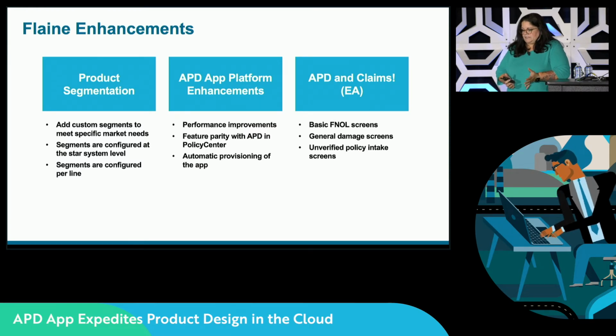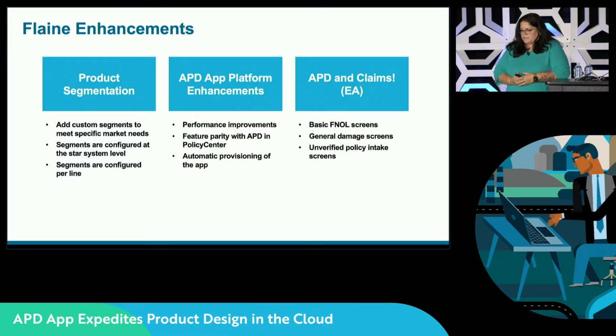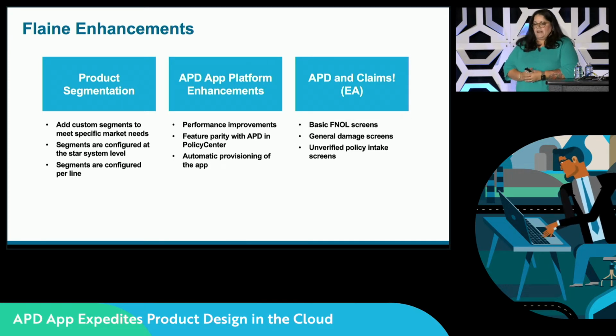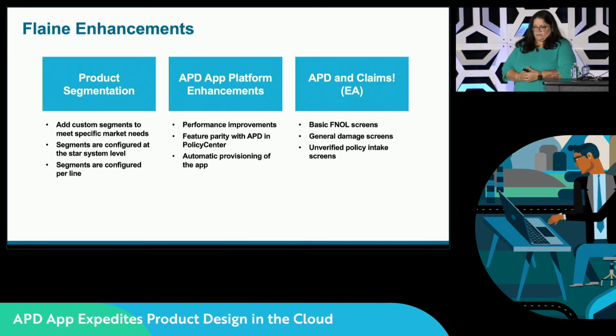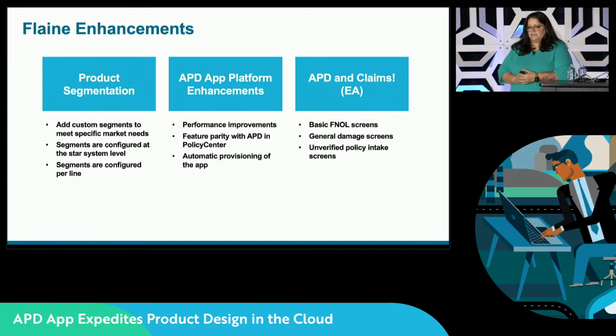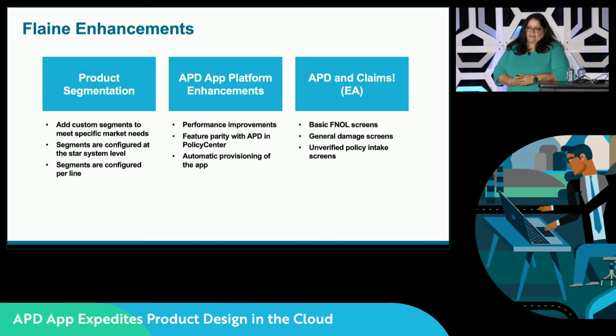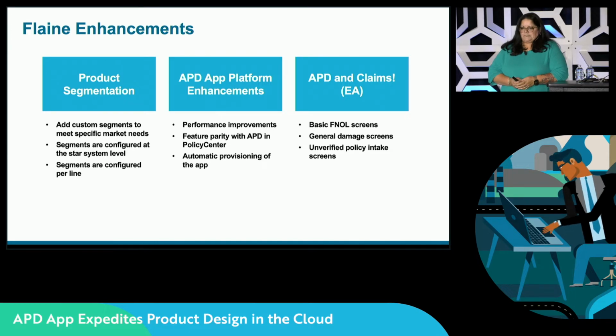For the platform, we've enhanced it to be able to have better performance. We've got feature parity now with the APD inside Policy Center, which is one of our big goals for the year. And we're automatically provisioning this application for new Guidewire Cloud customers. And if you need to have a provision for you and you're already on Elysian, just open one single ticket. And finally, we're starting our journey with APD and claims. So as part of the Flame launch, we're launching an early access program for APD and claims where you'll be able to take advantage of basic FNOL generation, general damage screens, where you can then take in an unverified policy first notice of loss.